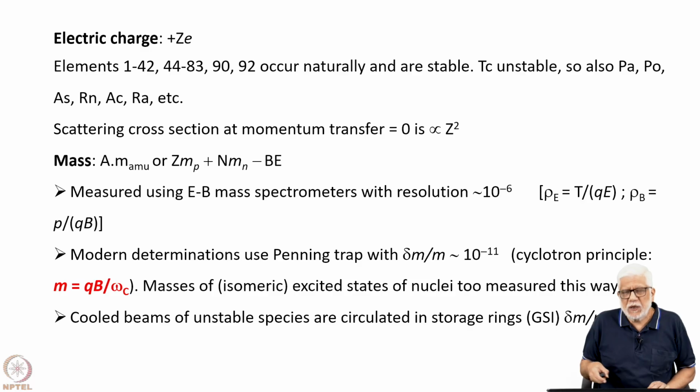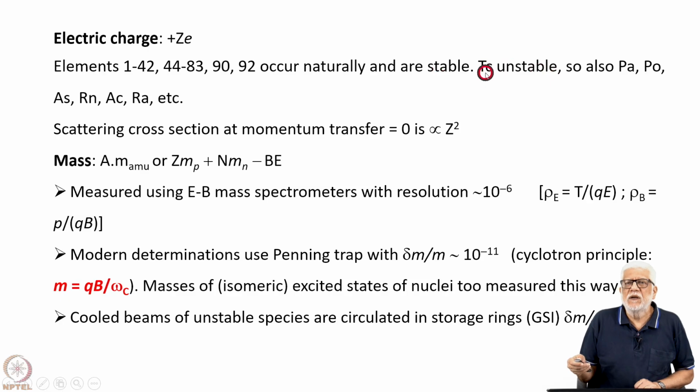Okay. Now, we come to another property of the nucleus, which is the electric charge. So, the electric charge is of course decided by the number of protons that exist there. So, it is plus Ze. So, elements 1 to 42, 44 to 83, and then 90 and 92 occur naturally, okay, they are stable.